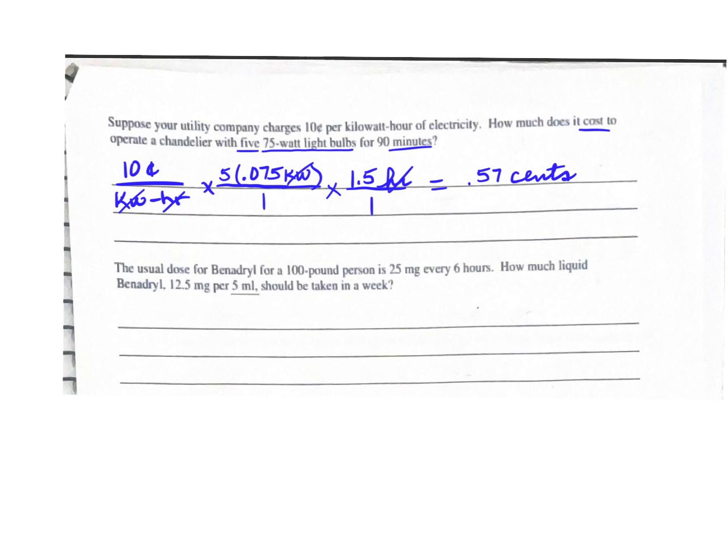And then let's take a look at the second problem, which is the Benadryl. You're giving it to a 100-pound person. Now that 100 pounds really is just a distractor in the problem. It doesn't matter how much the person weighs. They've given you a rate, 25 milligrams every 6 hours is what the person is taking. And so they're asking you to calculate how much liquid Benadryl, and then they give you the concentration in milligrams per milliliter, should be taken in a week.